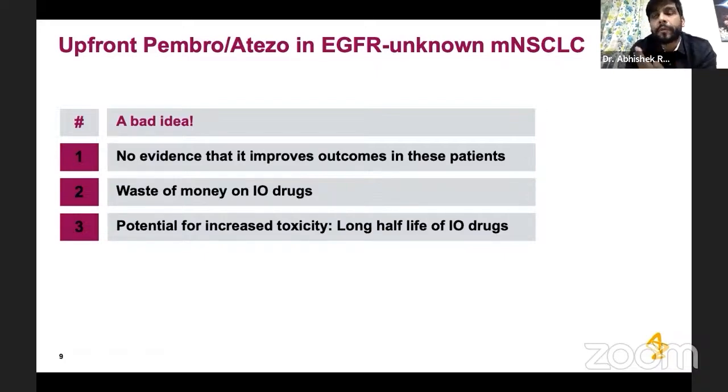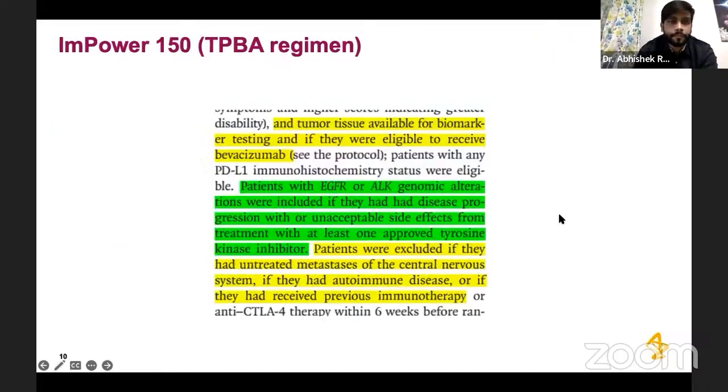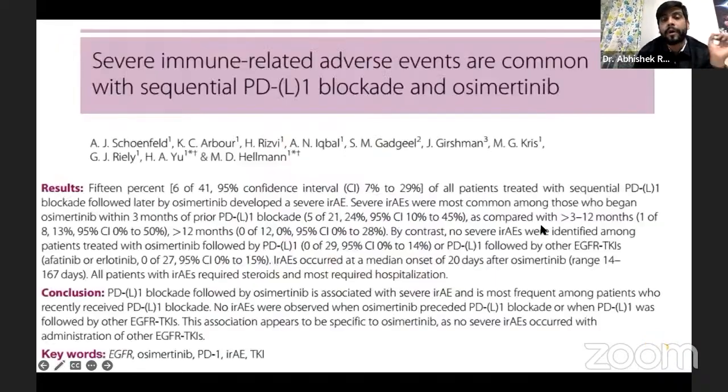And the patients that were included had already progressed after they had received osimertinib or a first generation or second generation TKI. Those were the only patients who were included in that study. So this is what the inclusion criteria says, that patients with EGFR or ALK genomic alterations were included if they had disease progression with or unacceptable side effects from treatment with one approved TKI.